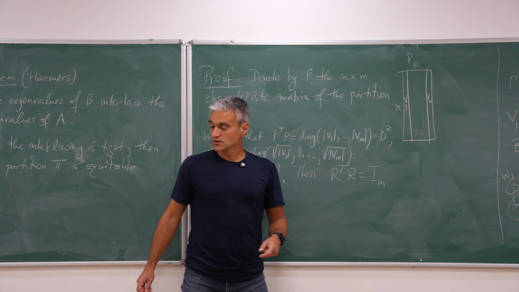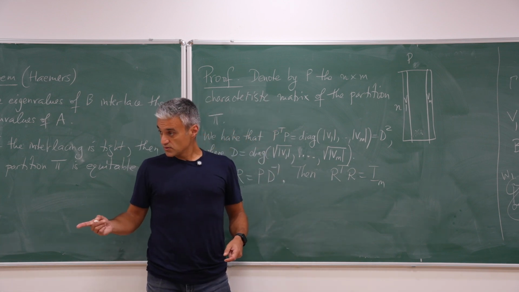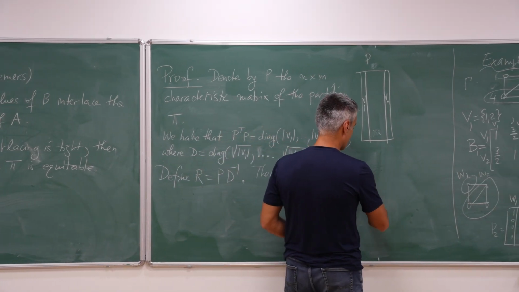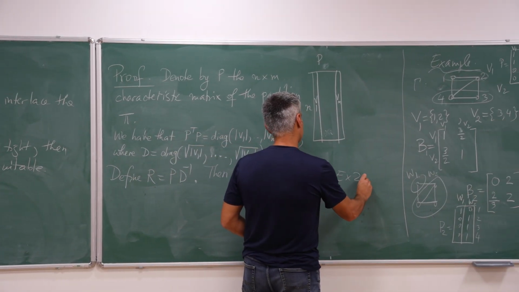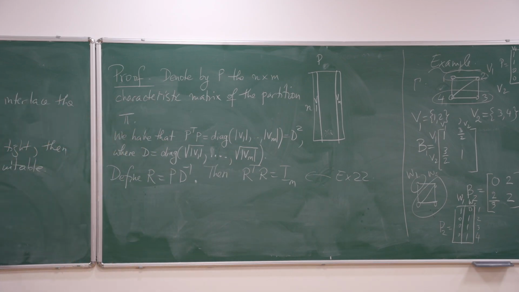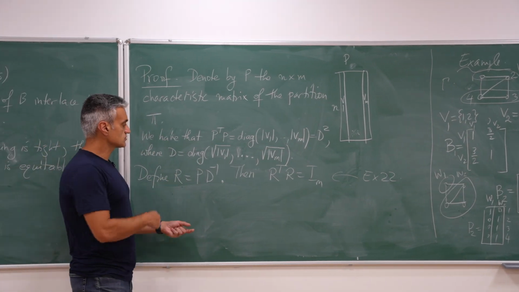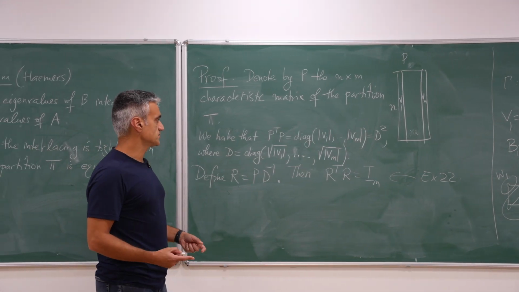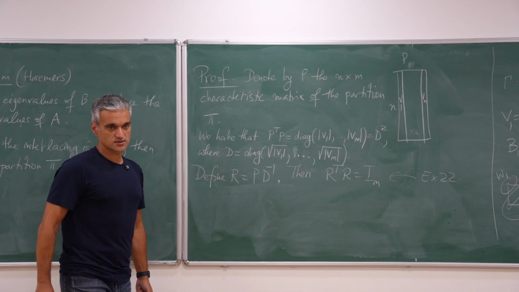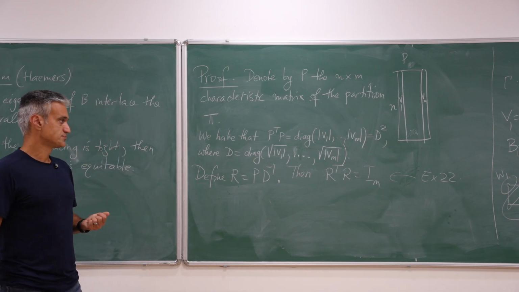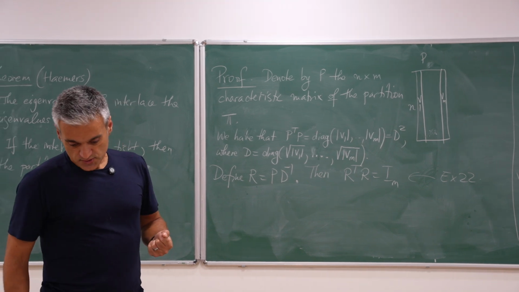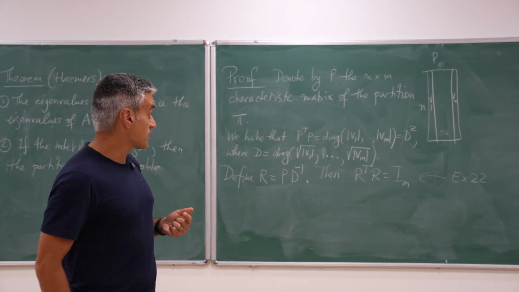So what number are we? 20. Well, we were 21, now we're 22. So exercise 22: do this calculation. D inverse, P transpose P, diagonal, they kill each other. Okay? All right. So now we got our matrix R.